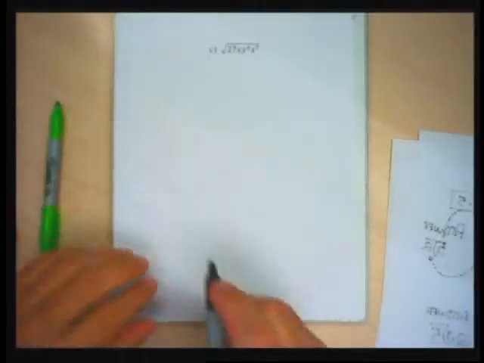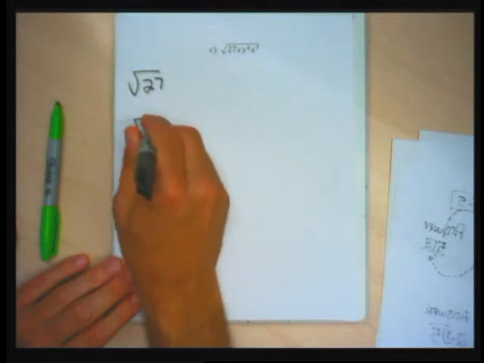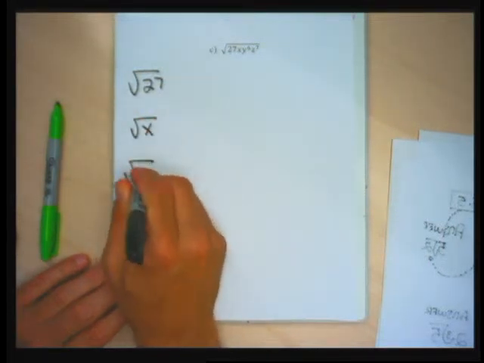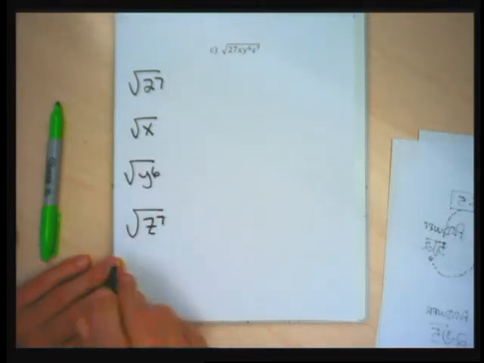Last problem, I'm going to treat this as 4 separate problems. I'm going to reduce the square root of 27. I'm going to reduce the square root of x. I'm going to reduce the square root of y to the 6th. And I'm going to reduce the square root of z to the 7th.